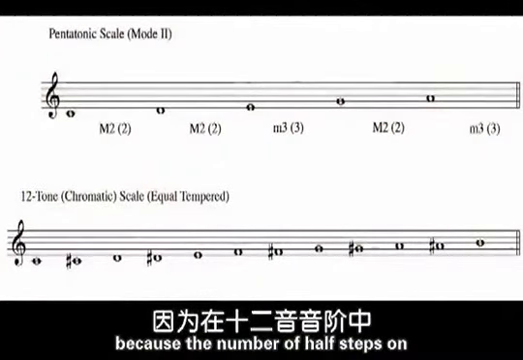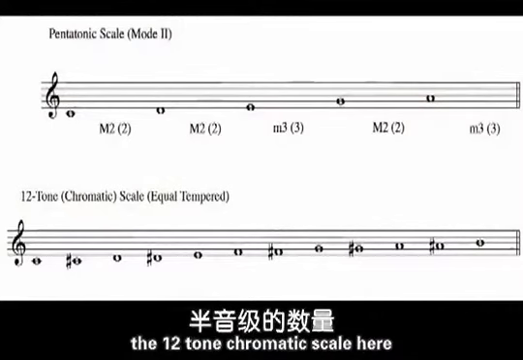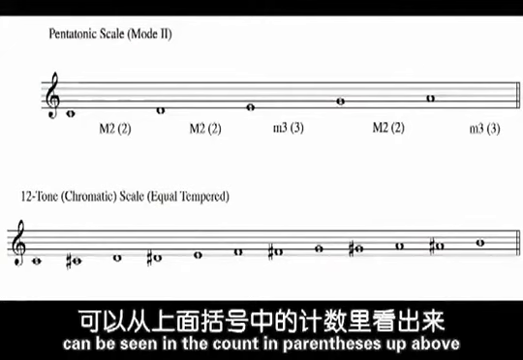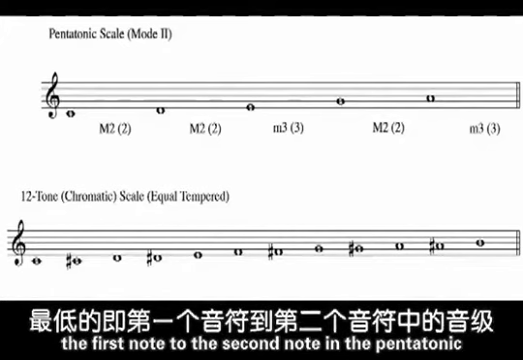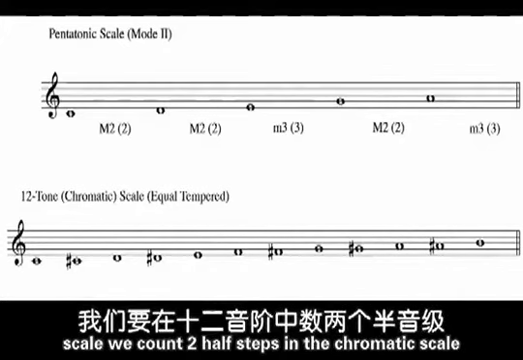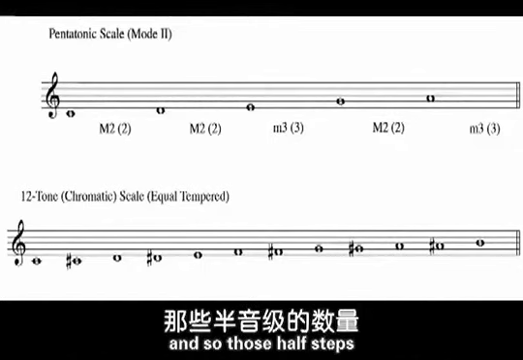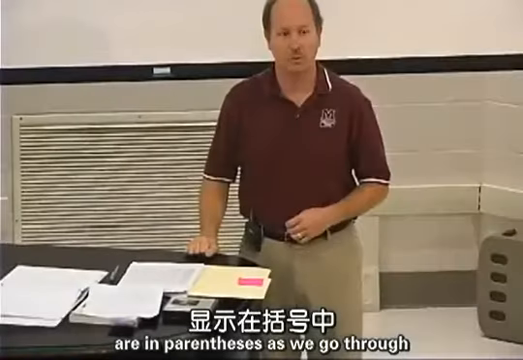the number of half steps on the 12-tone chromatic scale here can be seen in the count in parentheses up above. So for example, to get from the C to the D, the first note to the second note in the pentatonic scale, we count 2 half steps in the chromatic scale. And so those half steps are in parentheses as we go through.